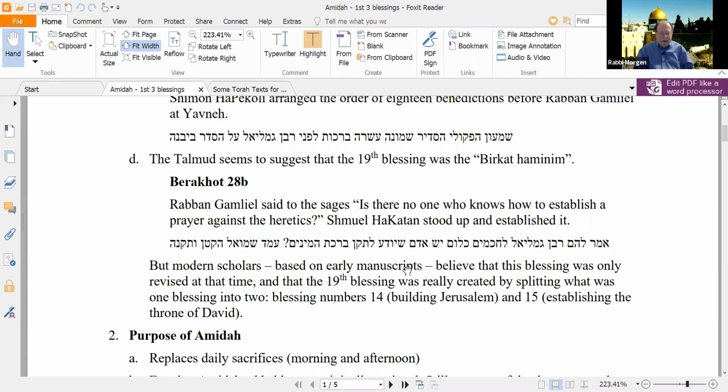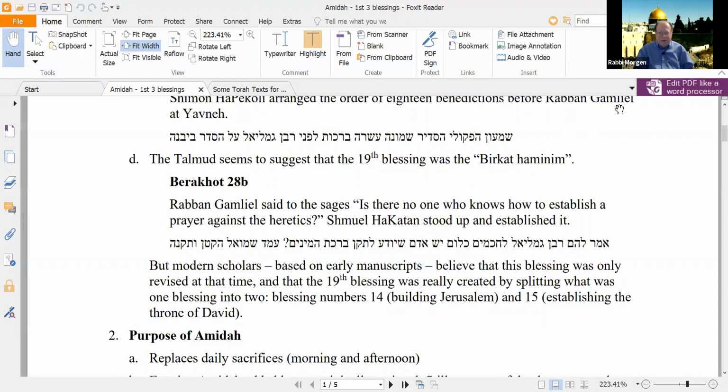They say, based on early manuscripts, that the 19th blessing was really created by splitting what was originally one blessing into two. Blessing number 14 was about building Jerusalem, and blessing number 15 was establishing the throne of David, right, the Messianic era. And they say, based on manuscripts they've seen, that 14 and 15 seem to have been combined into one, and then later they seem to have been separated. So based on that, they think that's where the 19th blessing came from. But in any case, it's very early, really this early, 2 centuries.